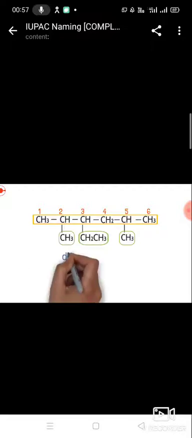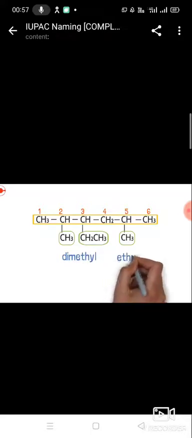Here also there is no functional group. Look at this, how many carbon atoms are there? 6 carbon atoms. In this, 2 methyl groups are there, 1 ethyl group is there. 2 methyl groups, if you give the number from left to right, 2 and 5. Ethyl group is getting number 3.